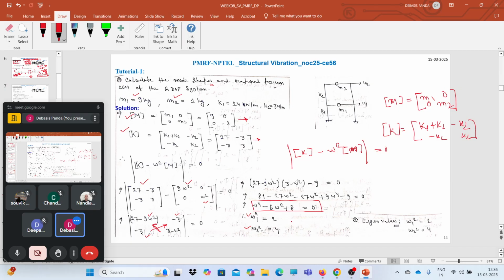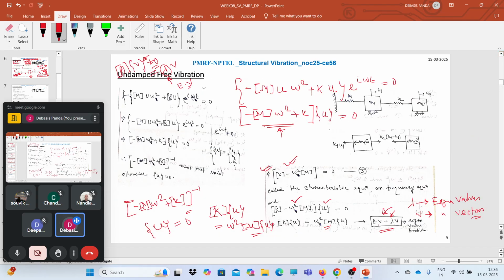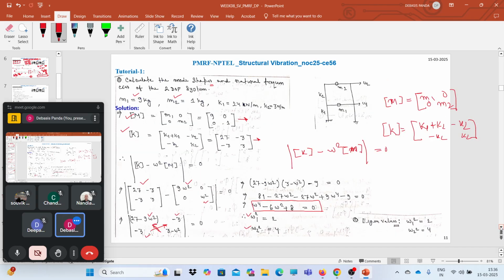If we solve this equation, we have omega 1 square equals 2, omega 2 square equals 4. So that means we have converted this into the eigenvalue problem to uncouple them. So here the lambda terms we have already found out, corresponding to 2 degrees of freedom: omega 1 square is 2 and omega 2 square is equal to 4. Now what we need to do? So we have these eigenvalues, that means the frequencies corresponding to each degree of freedom.